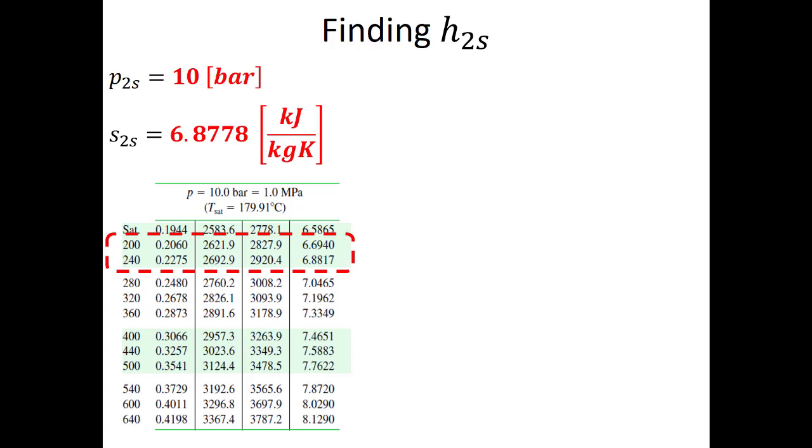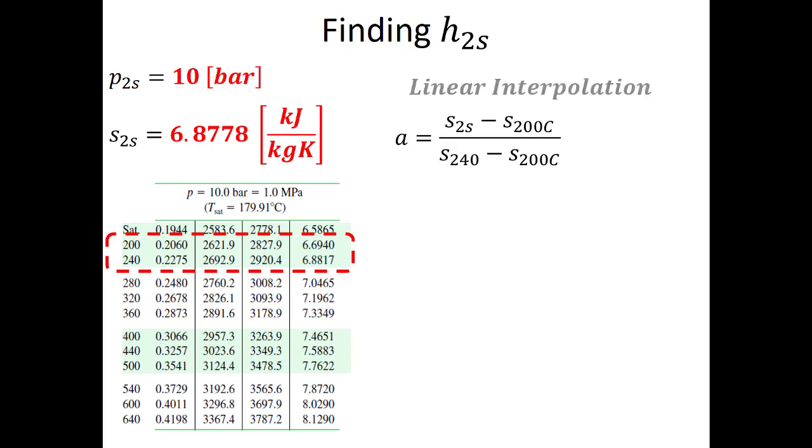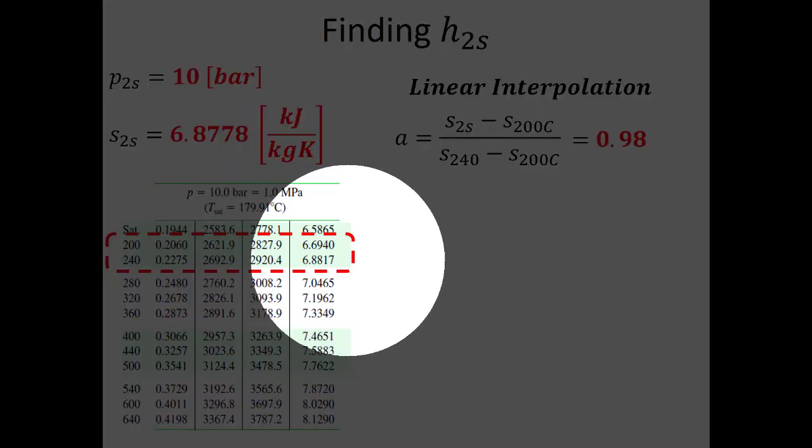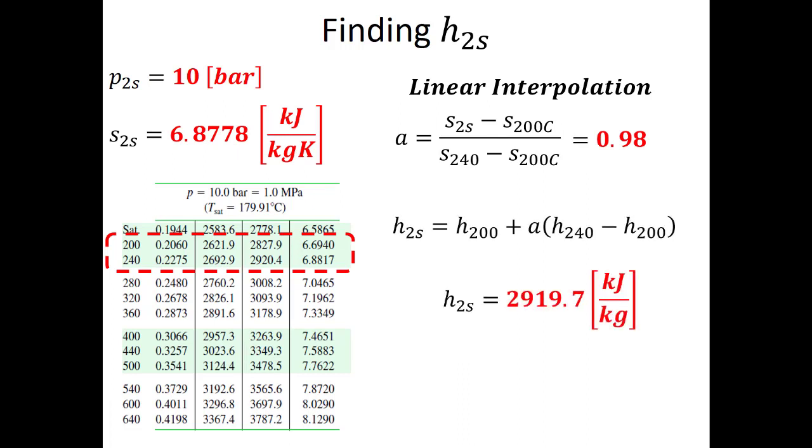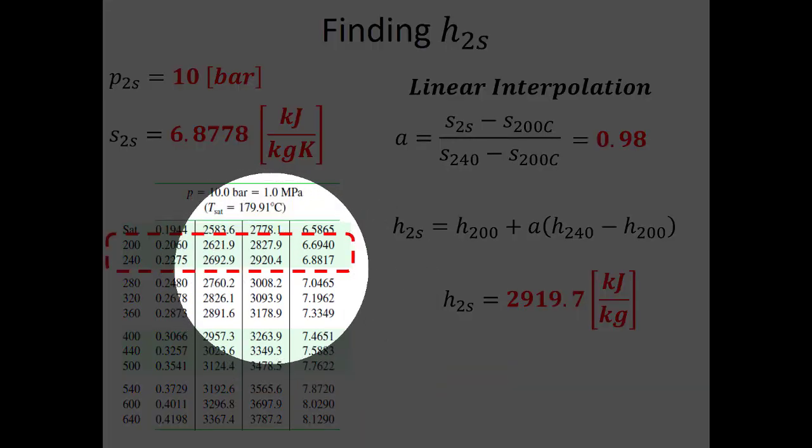So if this was a test and I was running out of time, I'd say, well, Dr. Schertzer, we're pretty close to 240 degrees here, so I'm just going to take that number. But in this case, I'll find my coefficient here for the interpolation, and I find that this is just about 1, which I can see here because I'm at 6.878, right, instead of 6.882-ish. So we're just about equal to that, and I find that h_2s is just under this 2920, right?